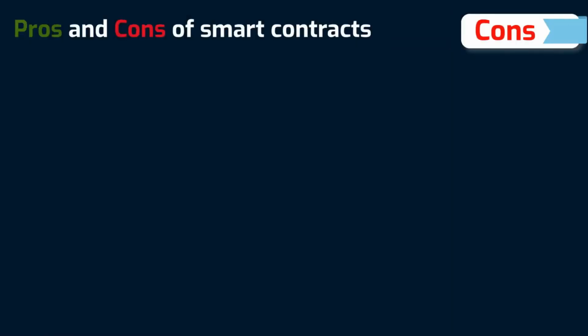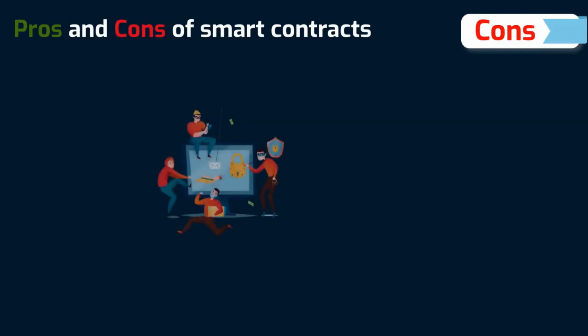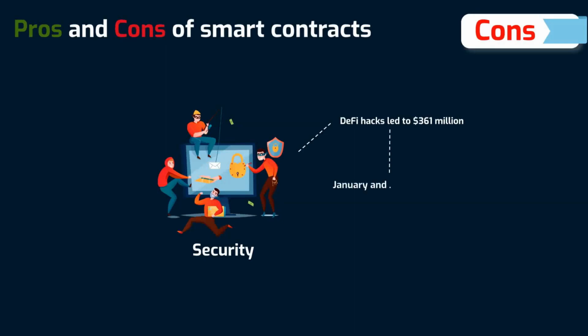Despite their promising potential, smart contracts also have their disadvantages. Security. Smart contract technology is new, and hackers continue to identify new hack surfaces. Blockchain analytics company CipherTrace reported that DeFi hacks led to $361 million in losses between January and July in 2021. In August 2021, a hacker exploited a vulnerability in a smart contract for the Poly Network to steal $600 million in digital tokens.